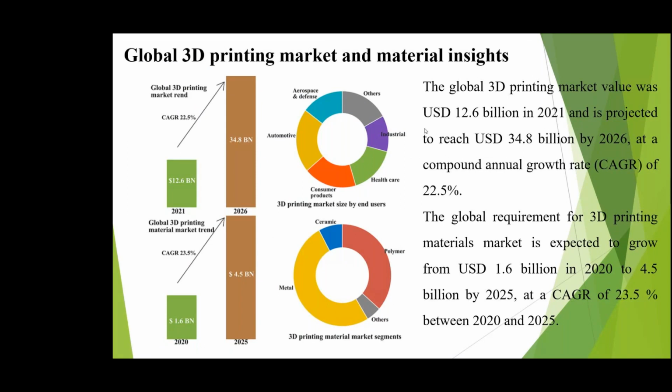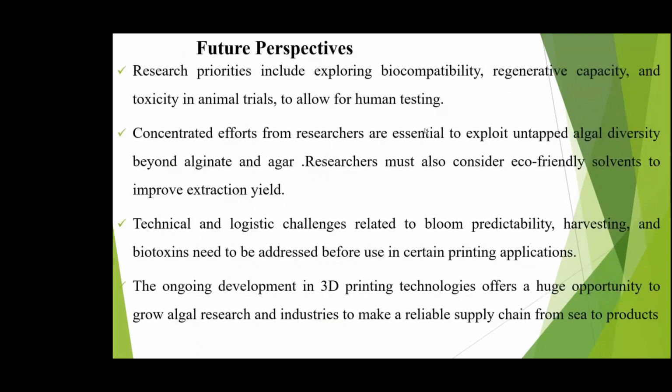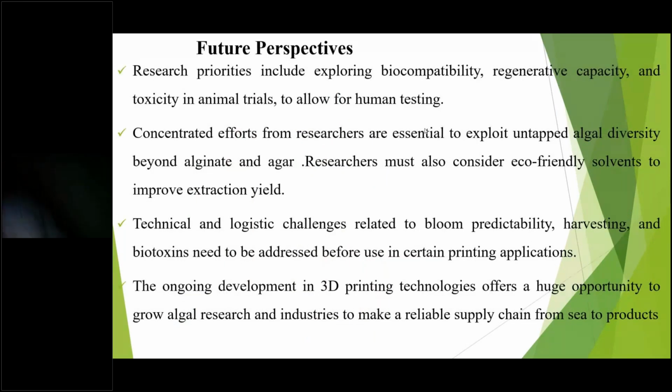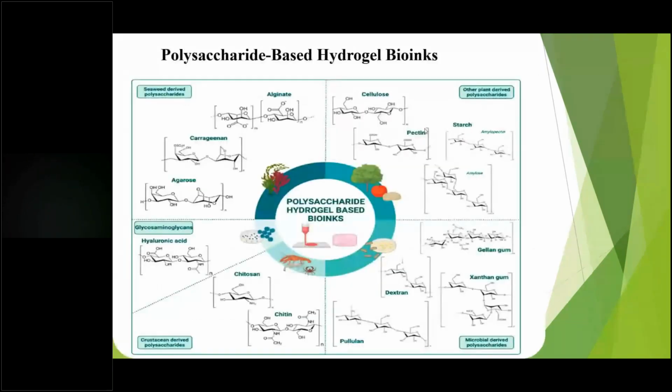And for the future perspective, we are on the way to explore the biocompatibility and regenerative capacity, and we are doing toxicity studies in animal trials, which will be useful to allow for human testing. We are also focusing on eco-friendly solvents to improve the extraction yield. Some technical and logistic challenges remain in harvesting, and also in addressing the biotoxin which may accumulate in the macroalgae. In future, along with the 3D printing, we are also trying to isolate the bio ink from the polysaccharide.